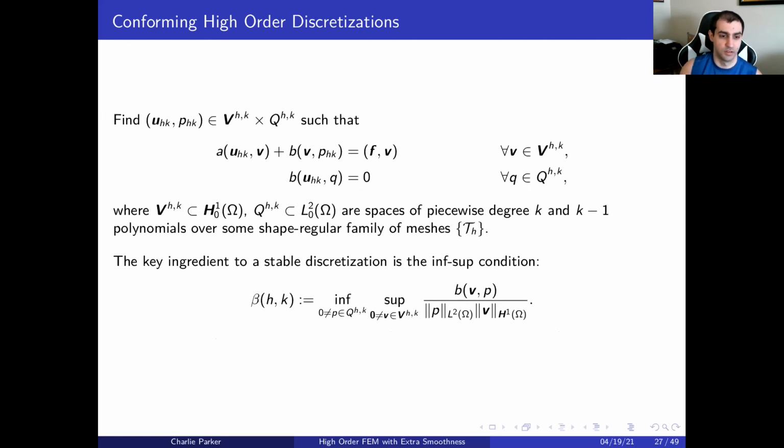Right, so we're picking conforming spaces, and the key ingredient to a stable discretization is the inf-sup condition. If you're not familiar with this, it's fine, we don't need to dwell on it too much, but it essentially says that the divergence operator is invertible, and the continuity, or the norm of the inverse, is bounded.